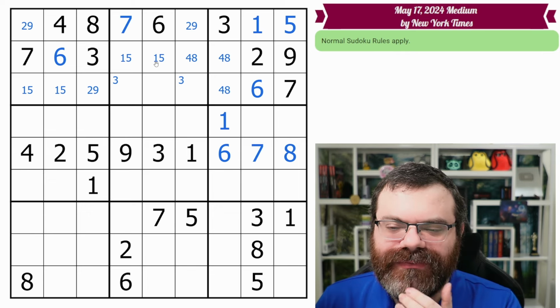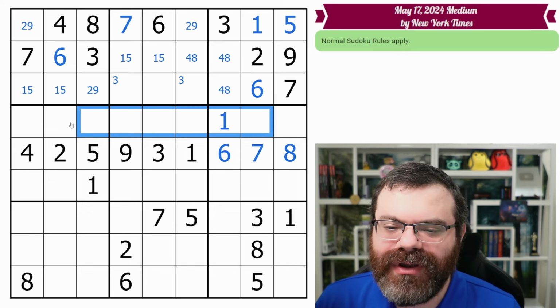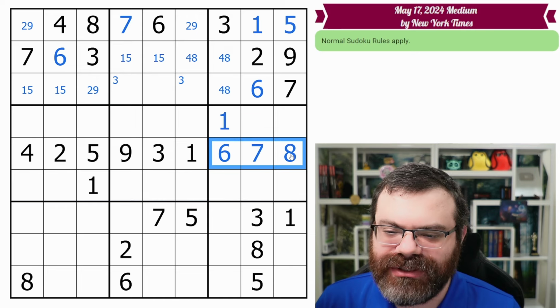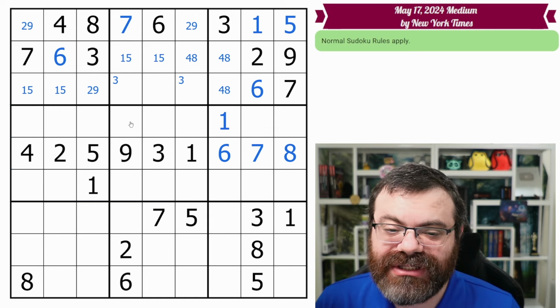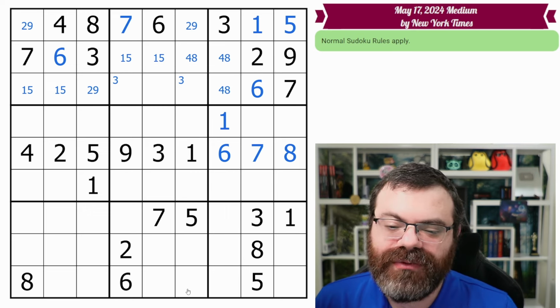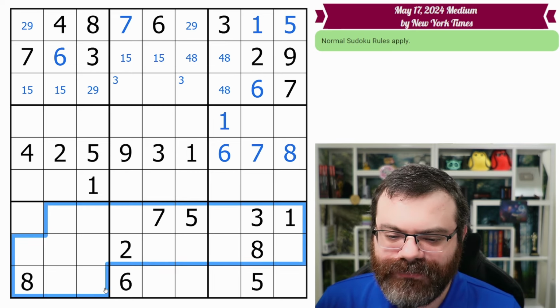So this band, we've gotten quite a bit out of. We were looking at this band. Let's double check that the 6, 7, 8 didn't help the band. It doesn't seem to. So I think there's still not much more to do with this band. So we're going to move on to the final band down here.